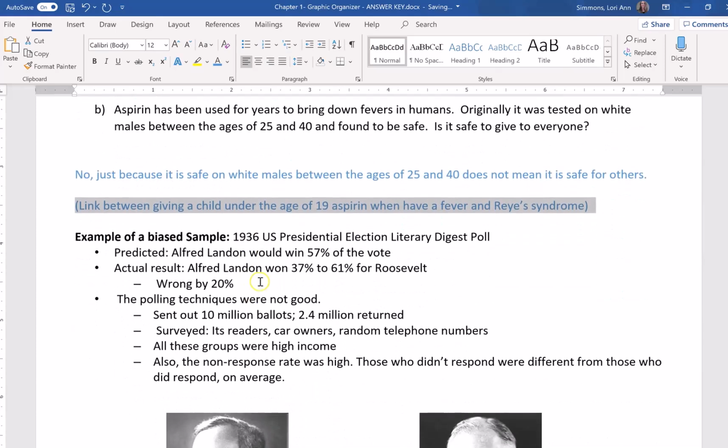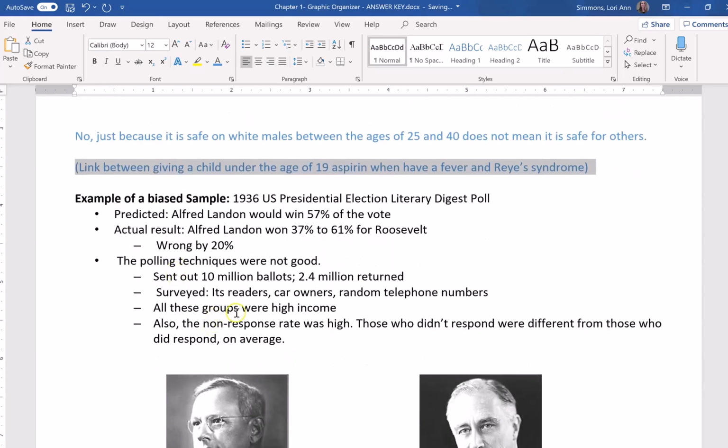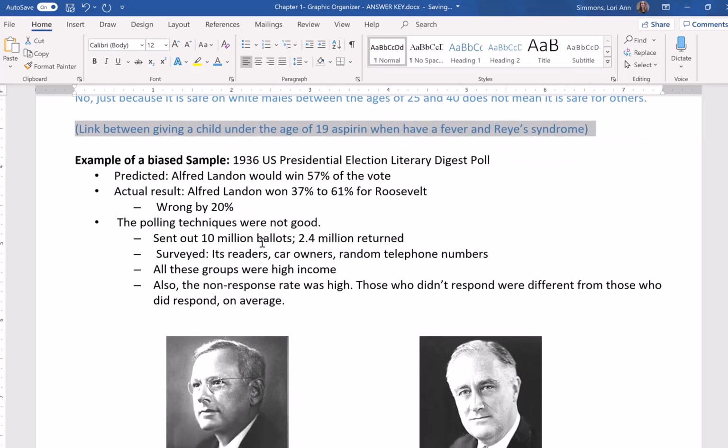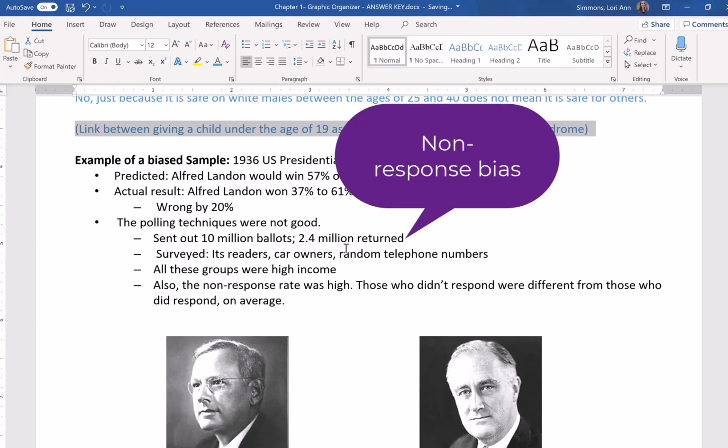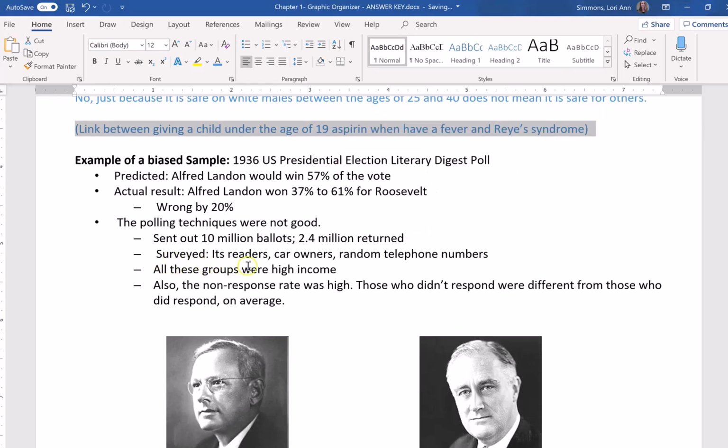So an example of a biased sample, in 1936, the US presidential election had a poll and it predicted Alfred Landon would win with 57% of the vote. The actual result, Alfred Landon won 37% to 61% for Roosevelt. They were wrong by 20%. So the reason why was because the polling techniques were not good. First, they sent out 10 million ballots, only 2.4 million returned. So non-response bias, correct?